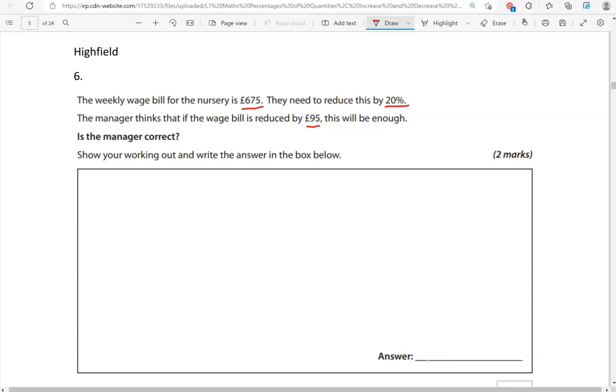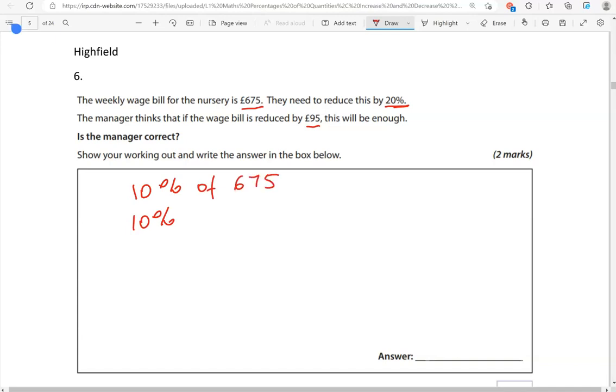There are different ways we could do this. One could be to work out whether 95 out of 675 is equal to 20% or something around that. Or we can work out 20% of 675 and see whether that is equal to something around £95. I'm going to do the latter. So 20% can be split into 10% and 10%.